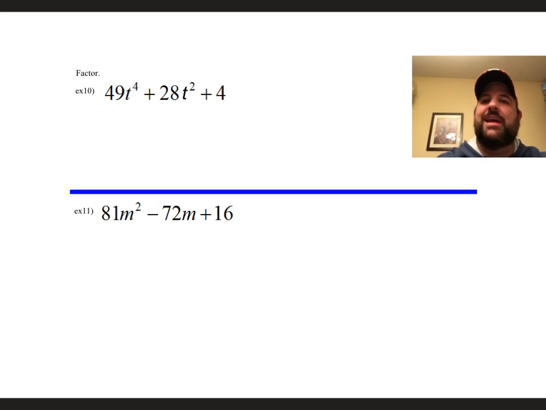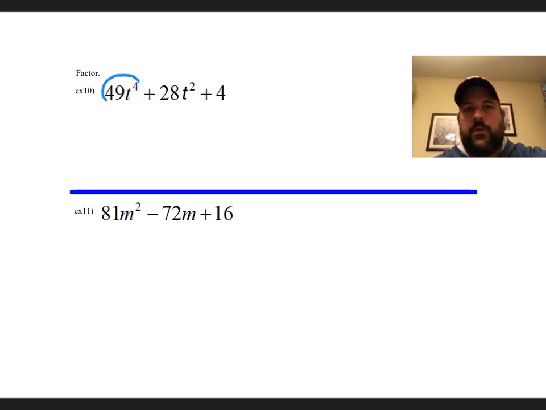Go ahead right now and let's try these last two examples on our own. You want to pause the video, but again, focus on the first and last terms, find the square roots, and in this case, since we're starting with 3 terms, we should end up with the same binomial twice. So go ahead, pause, and restart when you're ready. All right, here we go.